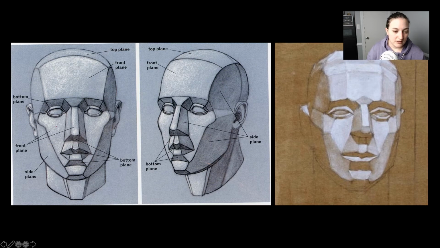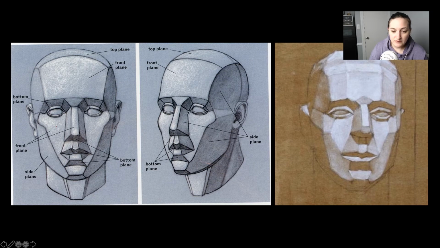But the inside of the eye socket, so the area above the eyes, the bottom of the nose, the bottom of the upper lip, and underneath the bottom lip and the chin, these are all bottom planes that go inward. So that's what's helping give three-dimensionality to our face.